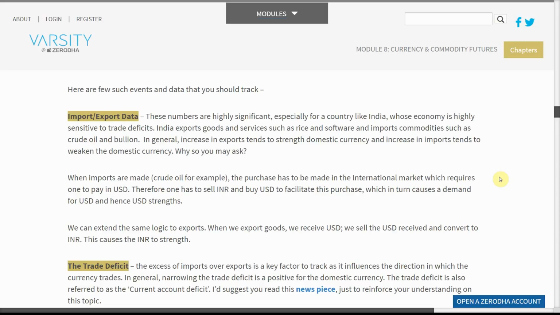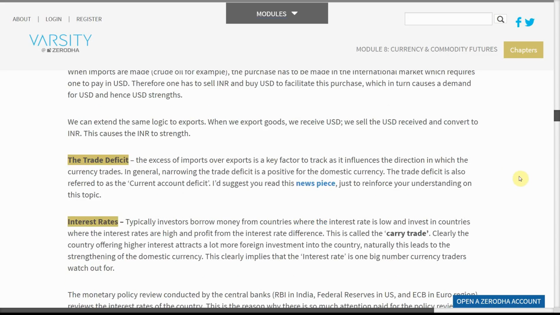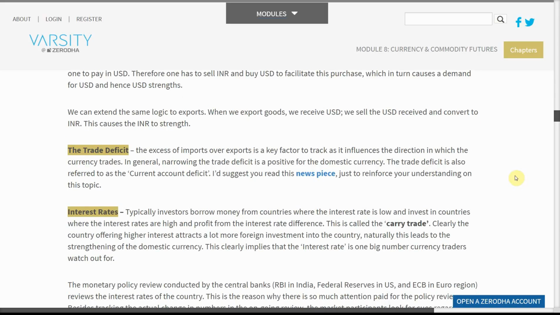We can extend the same logic to exports. When we export goods, we receive USD. We sell the USD received and convert to INR. This causes the INR to strengthen.